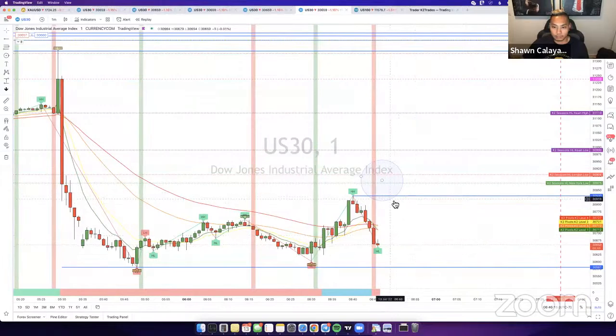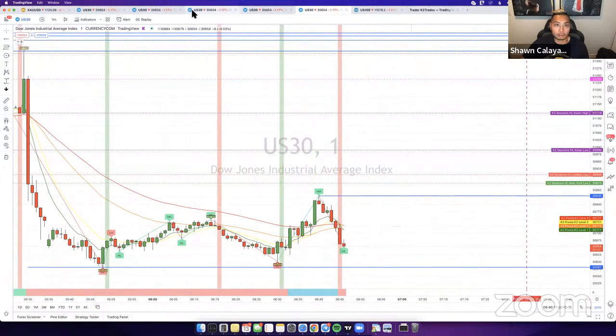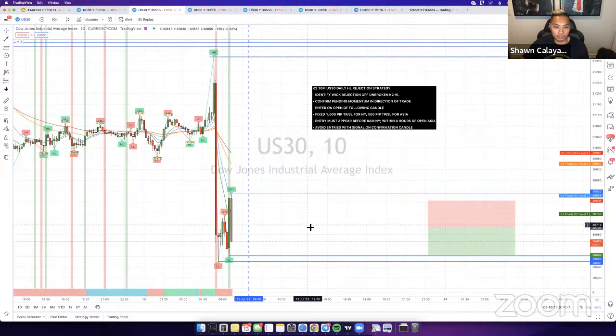So right here on US30, nothing's really happening. Let me go back to the 10-minute. Price pretty much just came right back down. So it's now currently ranging between this high and this low right here.